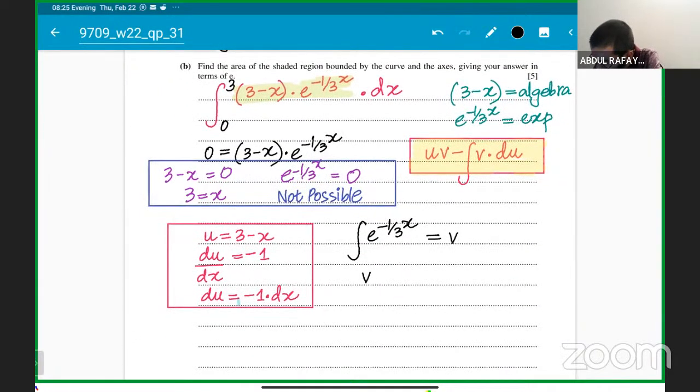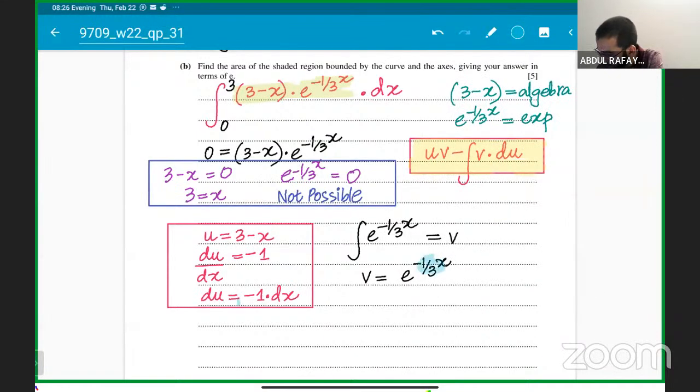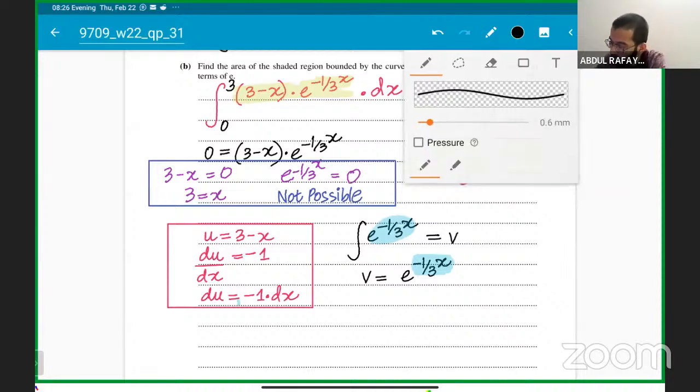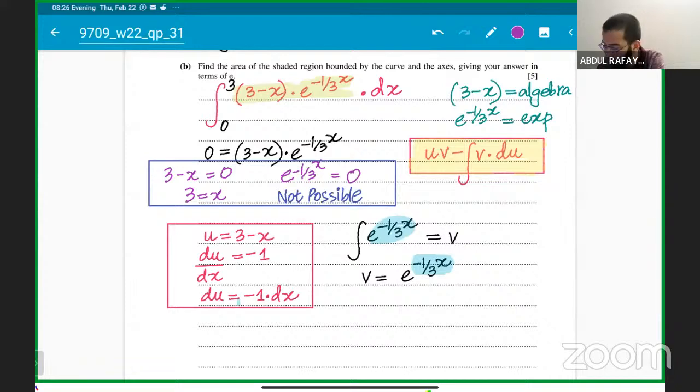So what will be the integration? The good thing about exponential integration is that it remains the same. So the exponential will be e power minus 1 over 3x. It's just that whatever the power is, it will be differentiated and divided in the denominator. Understand my words: the power will be differentiated and it will be divided in the denominator. The power minus 1 over 3x gives minus 1 over 3, so it will be divided by minus 1 over 3.